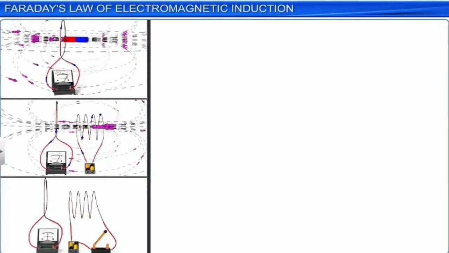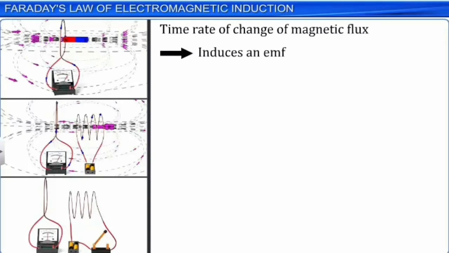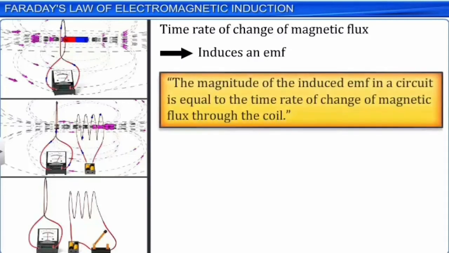From these experiments, Faraday concluded that it is the time rate of change of magnetic flux which induces an EMF in the coil, which in turn induces a current which is called induced current. From these observations, Faraday reached his law of electromagnetic induction. According to the law of electromagnetic induction, the magnitude of induced EMF in a circuit is equal to the time rate of change of magnetic flux through the coil.